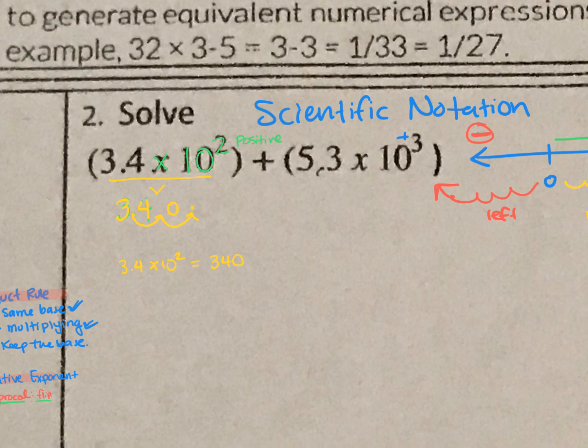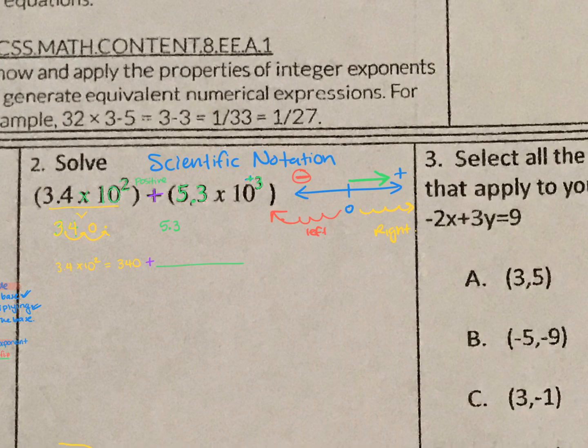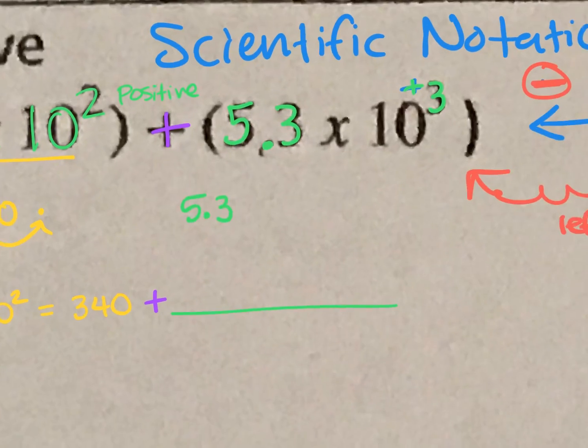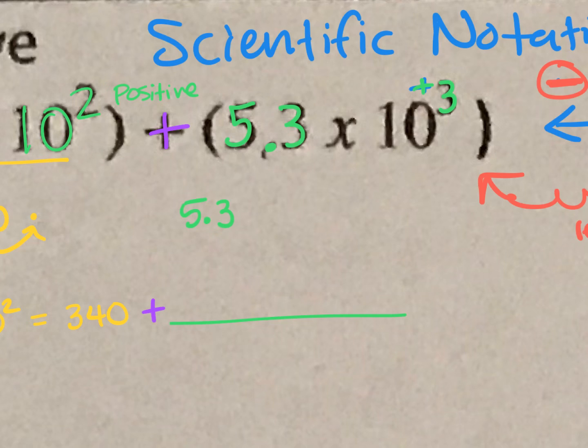3.4 times 10 to the 2 is the same thing as 340. They're the same. Okay? Now, don't forget, you're going to add plus, so 340 plus something. We don't know what this number is. So let's go ahead and figure it out. I think it's a decimal. So take your 5.3, so 5 decimal 3, and do you notice that this is a positive 3? So that means that you're going to move your decimal to the right because it's positive. So now, ready? Here we go. 1, 2, 3. Because this is a 3, it's telling you to go to the right 3. Drop your decimal.